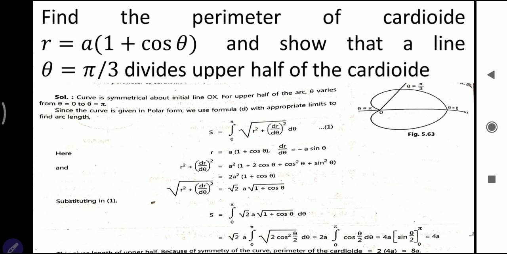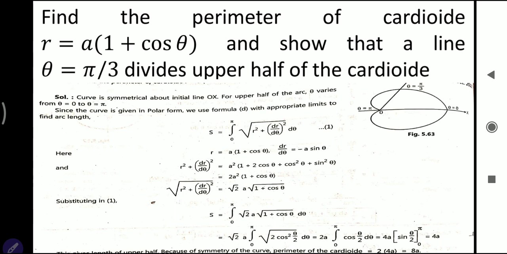That means when you integrate the whole part, if you are getting a, now when you integrate from 0 to pi by 3, you have to get exactly half of that, that is a by 2. If you are getting this, then we can say the statement is correct.